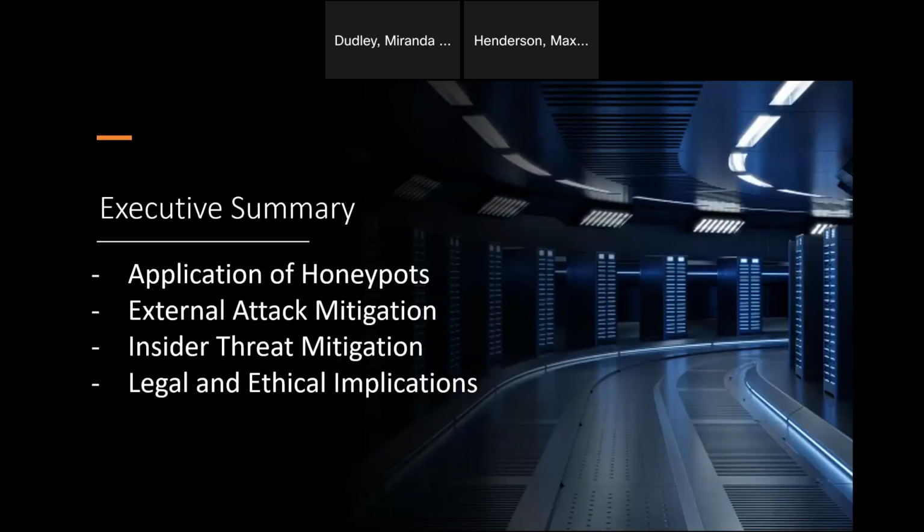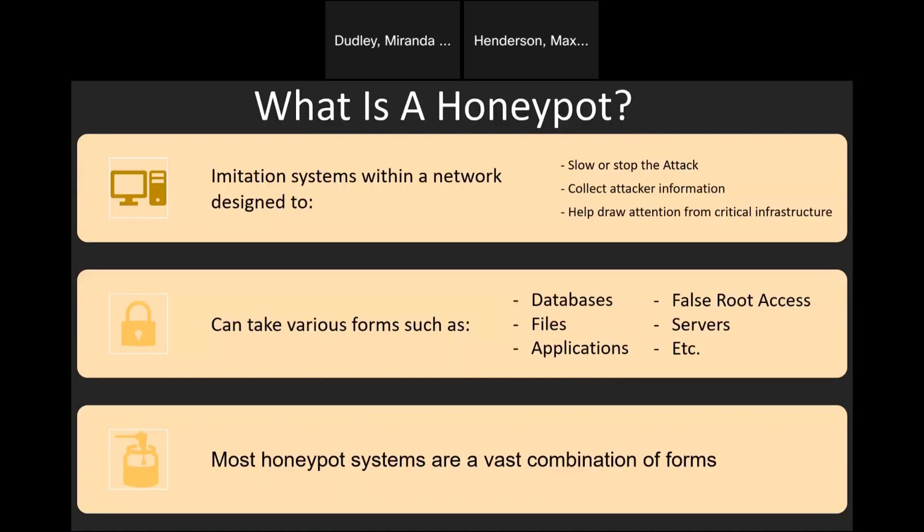So the application of honeypots is in order to mitigate external attacks, insider threats, and abide by legal and ethical implications. So what exactly is a honeypot? It is an imitation system in a network designed to slow or stop an ongoing attack, collect attacker information, and help draw attention from crucial infrastructure. Honeypots can take various forms such as databases, files, servers, etc. However, most honeypot systems are a vast combination of these forms to make the most effective system.